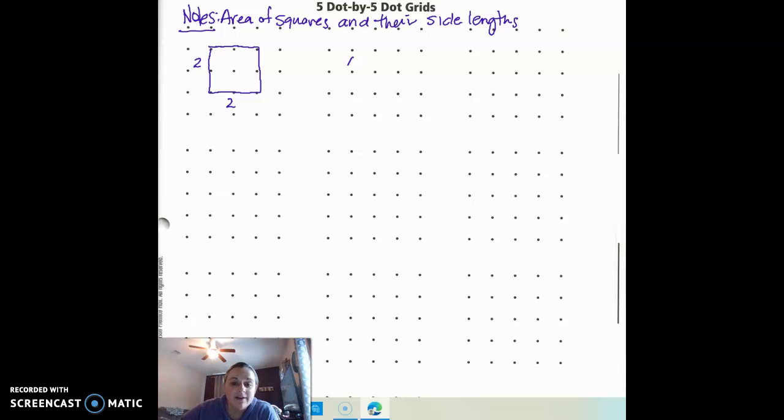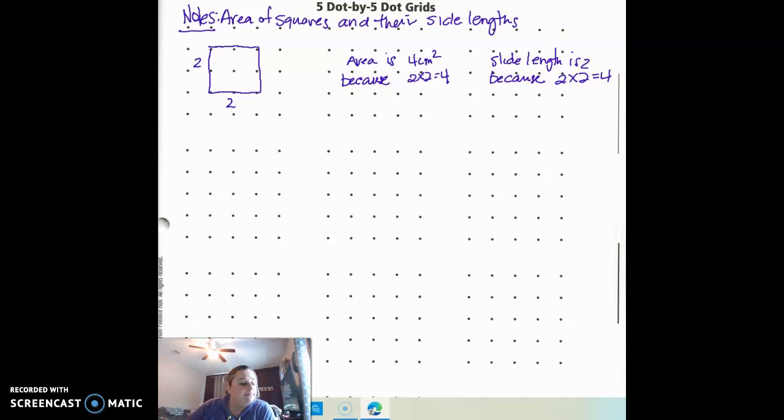We know the area is 4 centimeter squares because 2 times 2 gives me 4. Or you can count the full squares. Okay, but what if I said, all right, here's the square. What's the side length? We know the side length is 2 because 2 times 2 equals 4. 2 times 2 gives you the area.